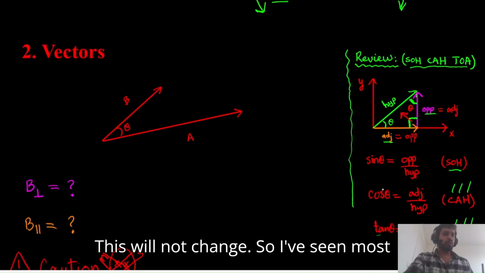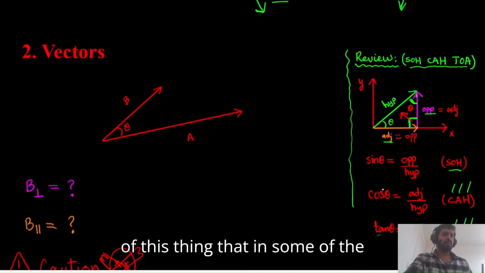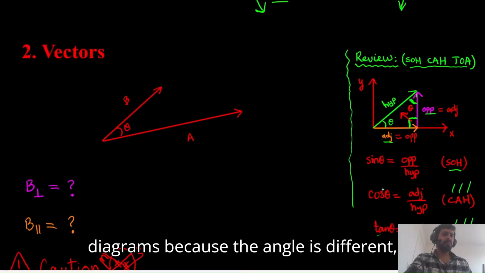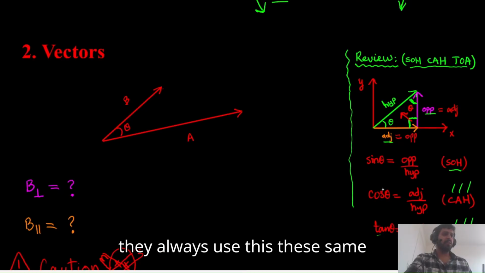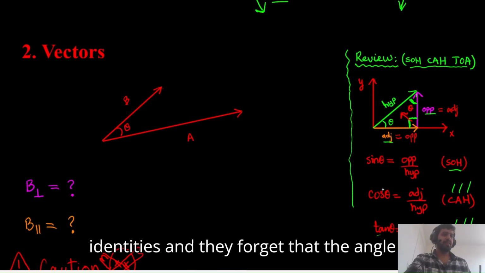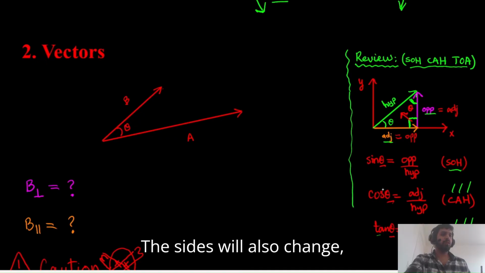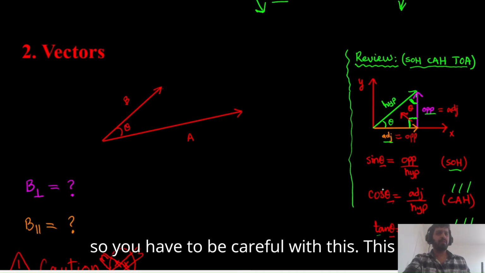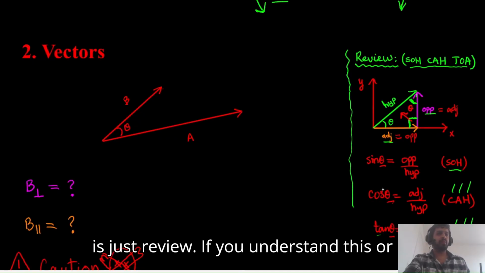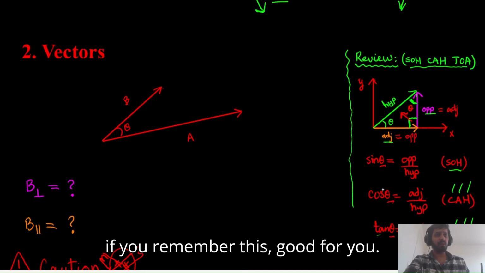I've seen most of the students making mistakes because of this thing: in some of the diagrams, because the angle is different, they always use these same identities, and they forget that if the angle is different, the sides will also change. So you have to be careful with this. This is just review. If you understand this, or if you remember this, good for you.